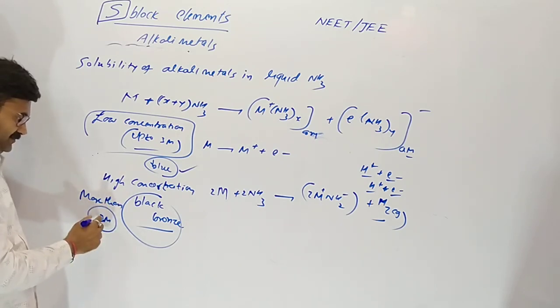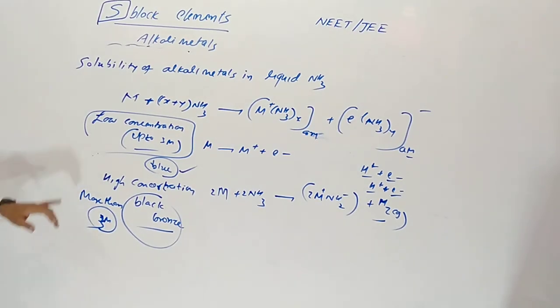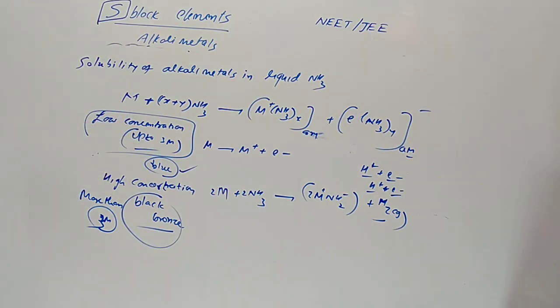Up to 3 molarity it appears blue. More than 3 molarity it appears black bronze, a very dark color, and it becomes diamagnetic. It was paramagnetic, and it became diamagnetic by nature.